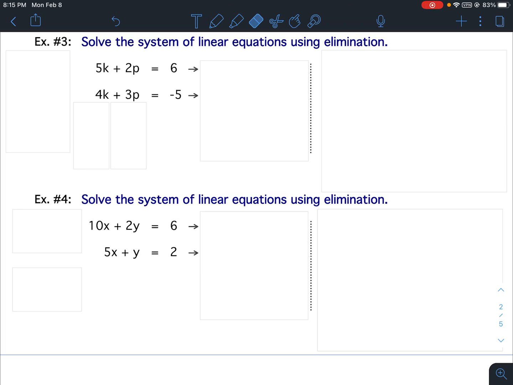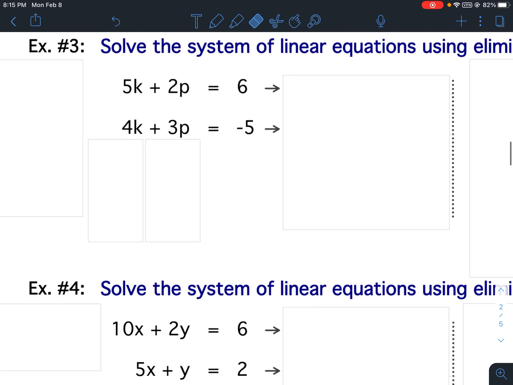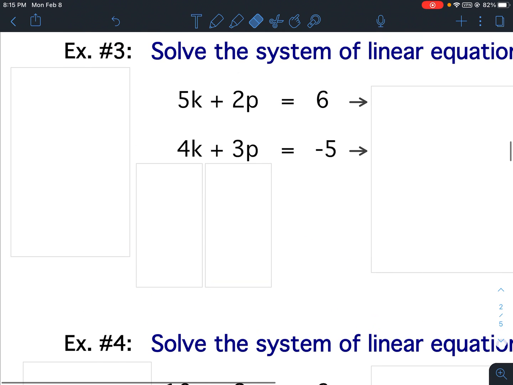Solving systems of equations using elimination, lesson 11 notes, example number 3. So let's go through and decide what we need to use in order to solve these systems of equations. First, do we have opposites? No, we do not have any opposites. Do we have identical terms? No, we do not have identical terms.